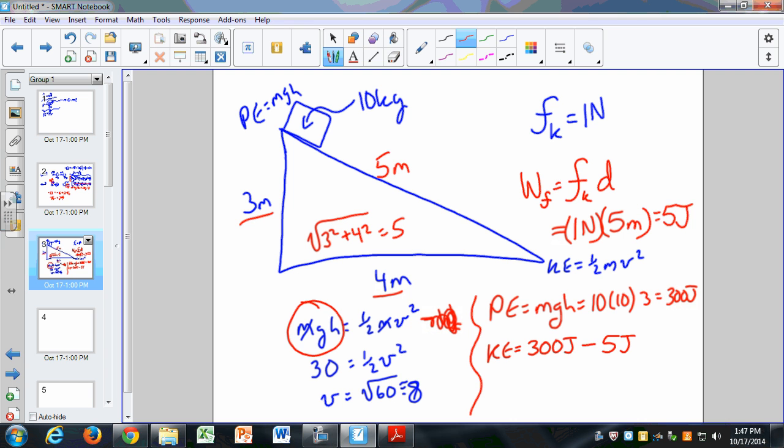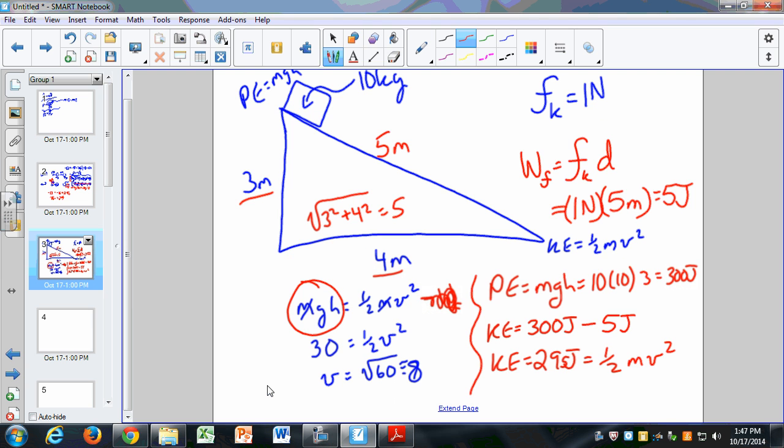Okay? So here my kinetic energy is 295 joules. And then if I want to know the velocity, I say, well, this is equal to 1/2 mv squared. All right, and solve that for v: square root of 295 over 5, whatever that is. That's the velocity at the bottom. No, the other one was the velocity at the bottom if there is no frictional force. Probably going to see a problem like this.